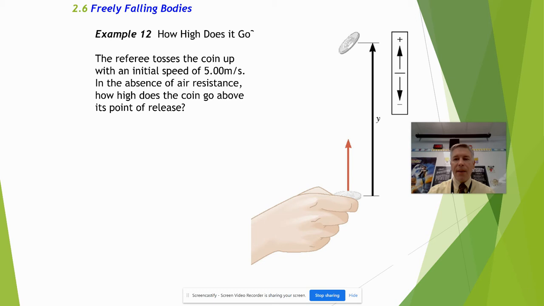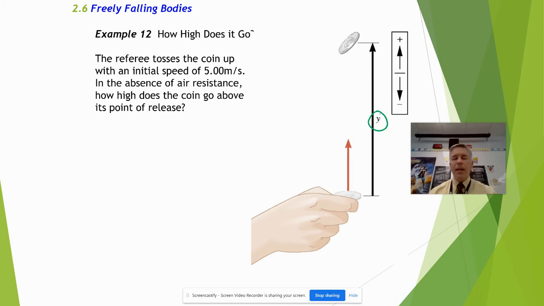Let's say that I have a coin here that's going to be flipped up in the air. So we're going to flip this coin up in the air, and then come back down. And it wants us to figure out how high does it go. So we're going to try to figure out what y is.